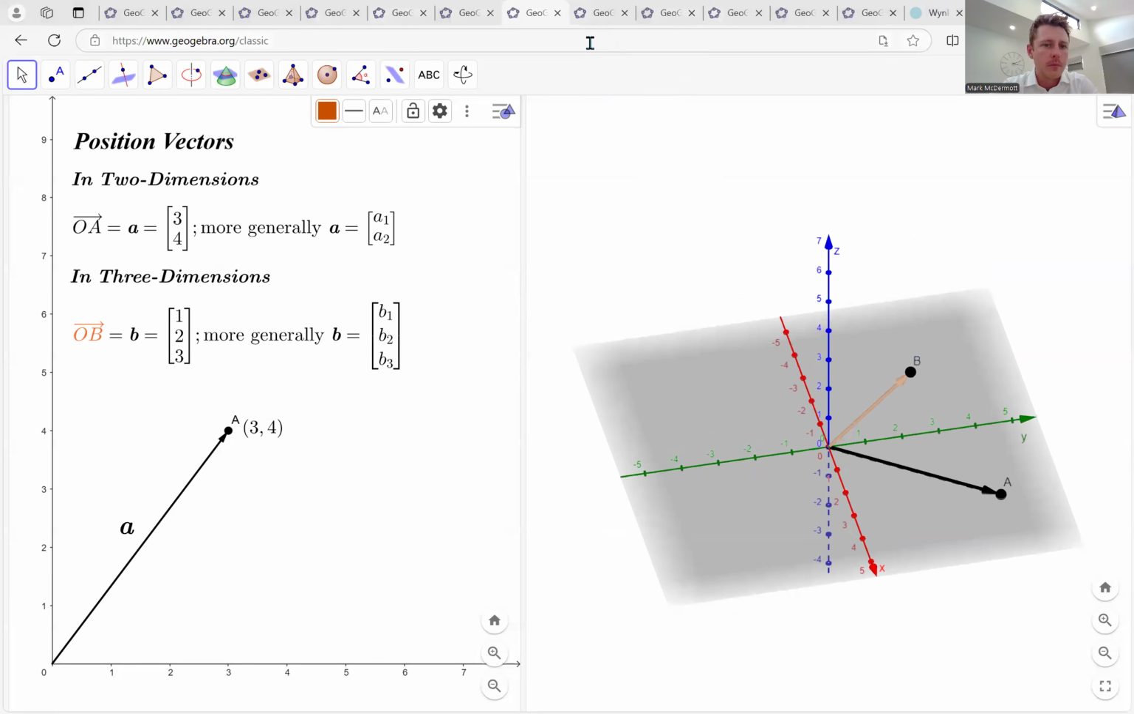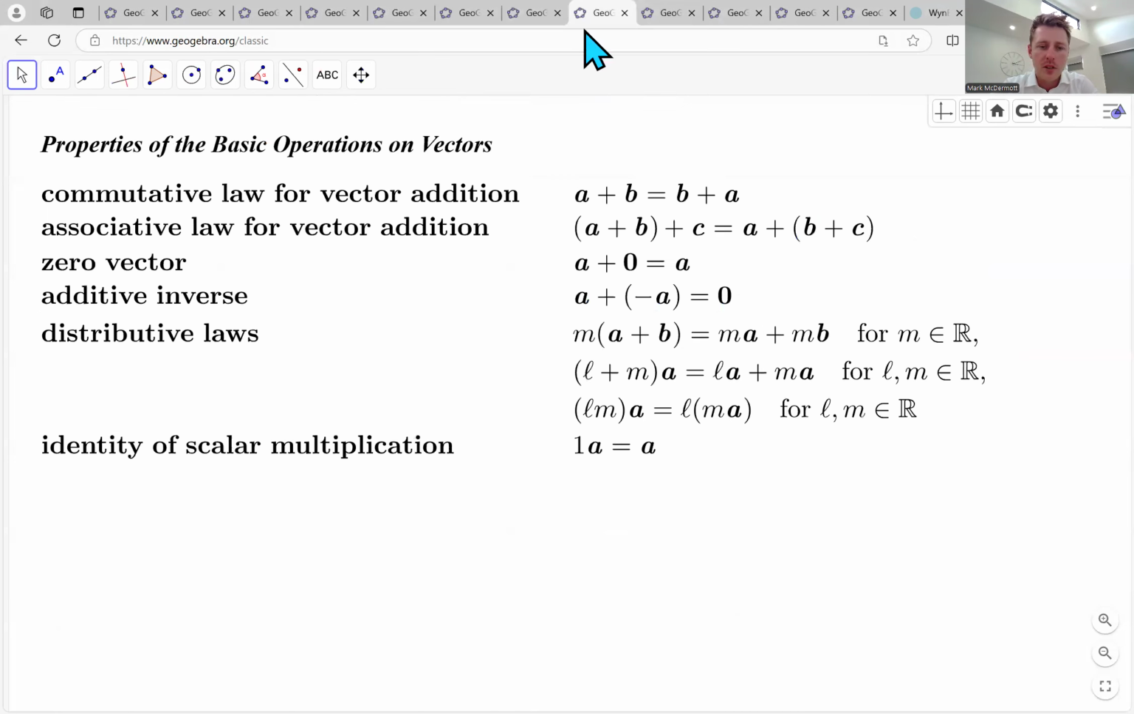Okay. All right. Properties of basic operations on vectors. Vectors actually work a lot like algebra. You've done a lot of algebra by this stage, I imagine. There's a bunch of rules that you probably apply unknowingly at this point, like the commutative law. A plus B is equal to B plus A. So 2 plus 3 equals 3 plus 2 in number land, but similarly in vector land, vector A plus vector B equals vector B plus A.